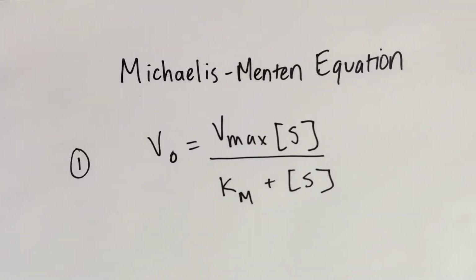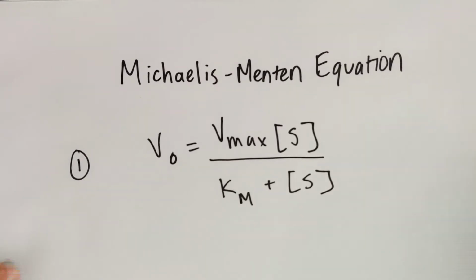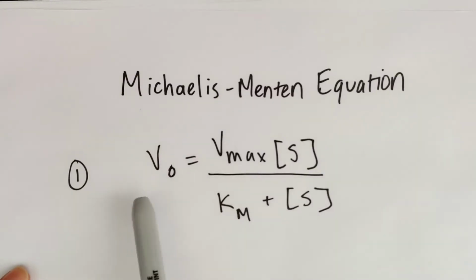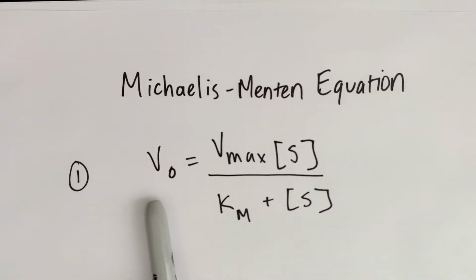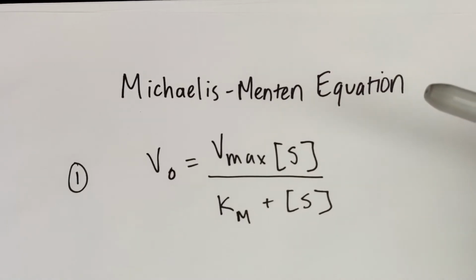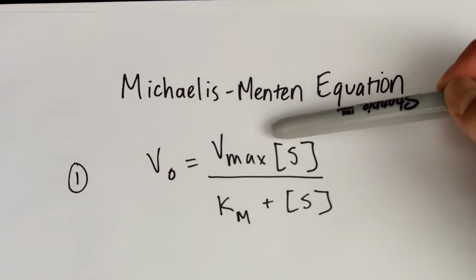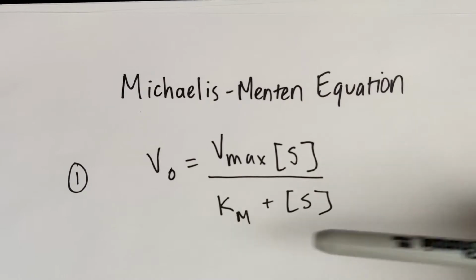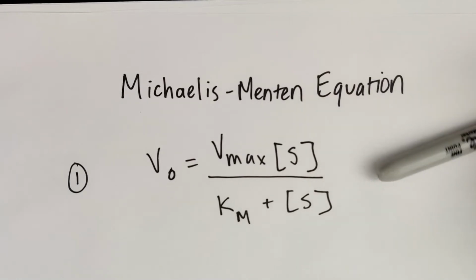Hello, so today we'll be going over the Michaelis-Menten equation. This is an important model as it describes enzyme kinetics. It relates the reaction rate of the enzyme to the substrate concentrations. Important variables in here would be Vmax and Km, which we'll go into further detail later on in this video.